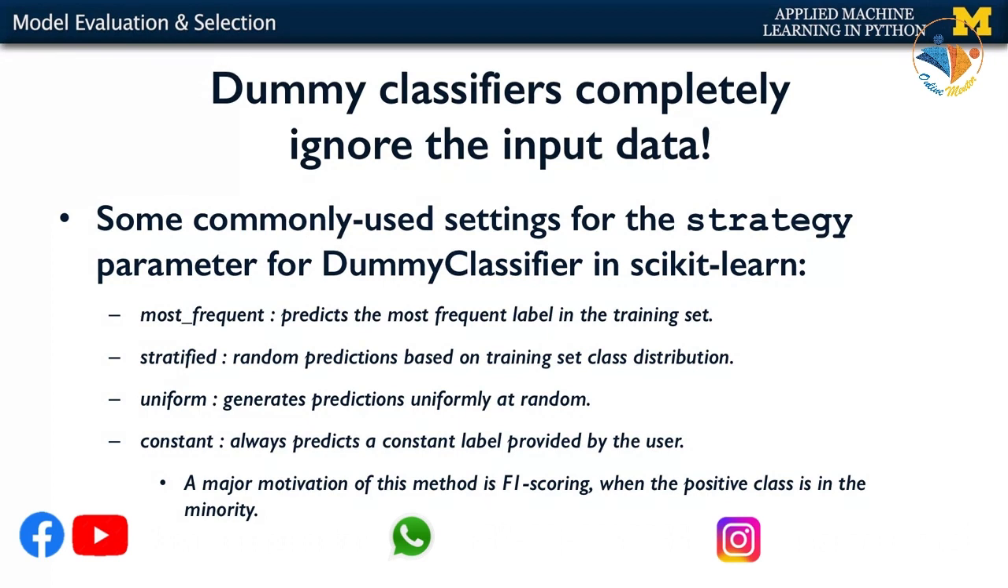So this in turn, as you'll see in a few minutes, will cause some important metrics like F-score to always be 0. So using the constant strategy, we can force a dummy classifier to always predict the positive class, even if it's the minority class in a set of classes, and this will lead to more meaningful computation of F-score.